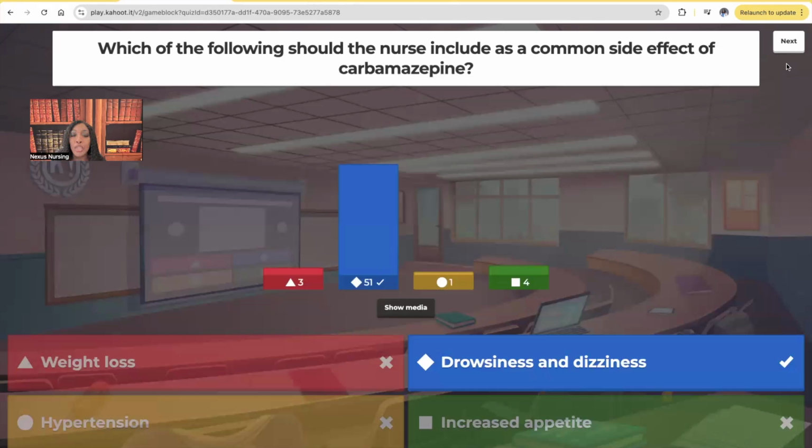So that would lead you to drowsiness and dizziness because guess what? Safety, right? Who cares about weight loss? You're not going to have weight loss overnight. Increased appetite isn't going to kill you overnight either. But guess what? Hypertension can kill you overnight, and so can drowsiness and dizziness. So you should have narrowed it down to those.